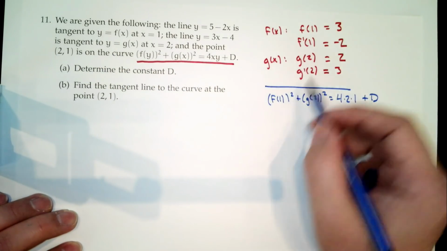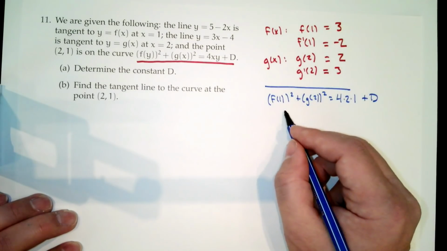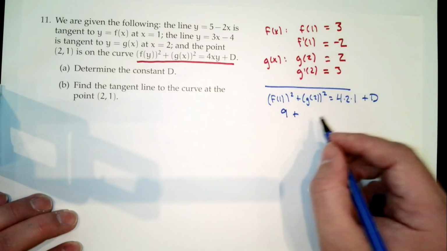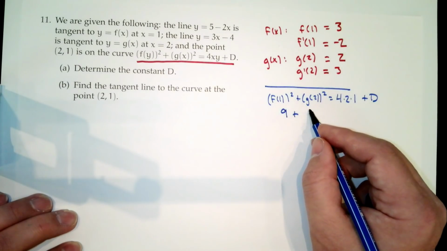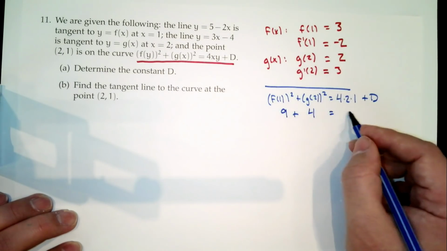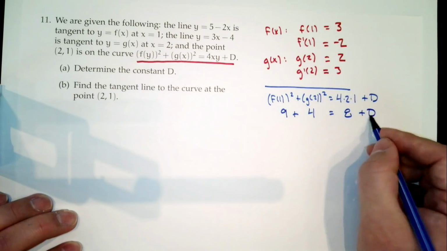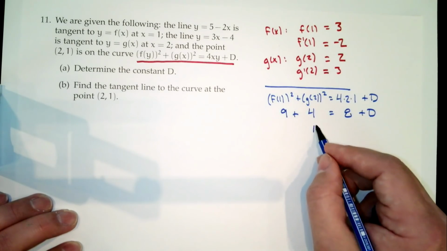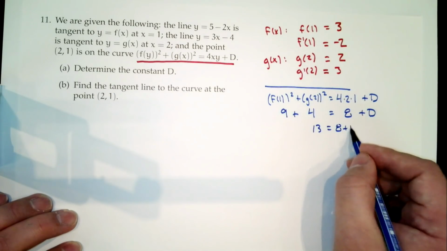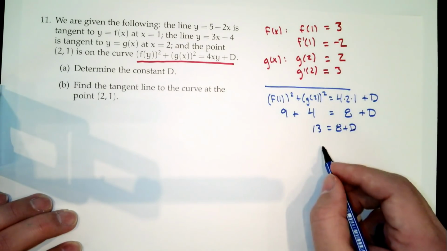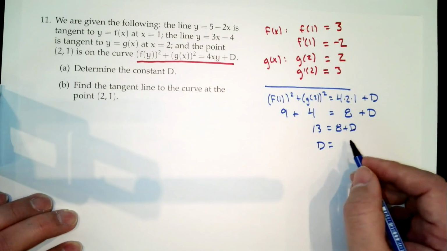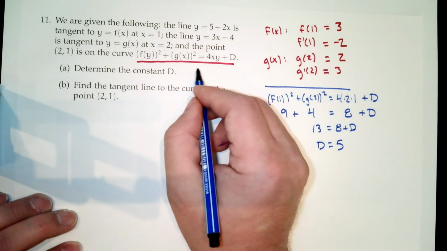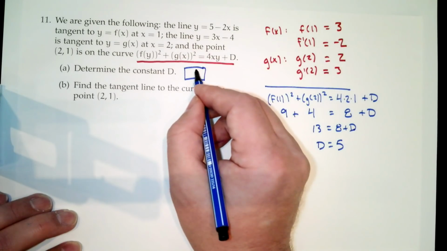So f of 1 is 3. So 3 squared is 9. g of 2 is 2, so 2 squared is 4, which is equal to 8 plus d. 9 plus 4 is 13. So 13 equals 8 plus d. So finally, we subtract 8 from both sides, and what do we conclude about d? It's 5. So the answer for the constant d is 5.